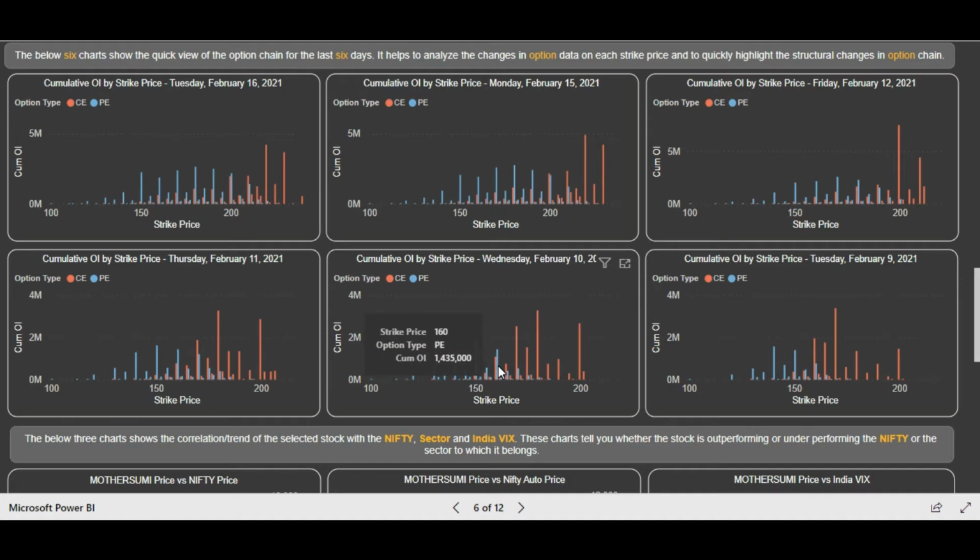So you got an indication that the stock is rallying and people are more comfortable writing puts at 160 now instead of 150. So it means the stock is going to go higher, and there is a high probability of the stock going higher. So you can take a trade by putting a strict stop loss.